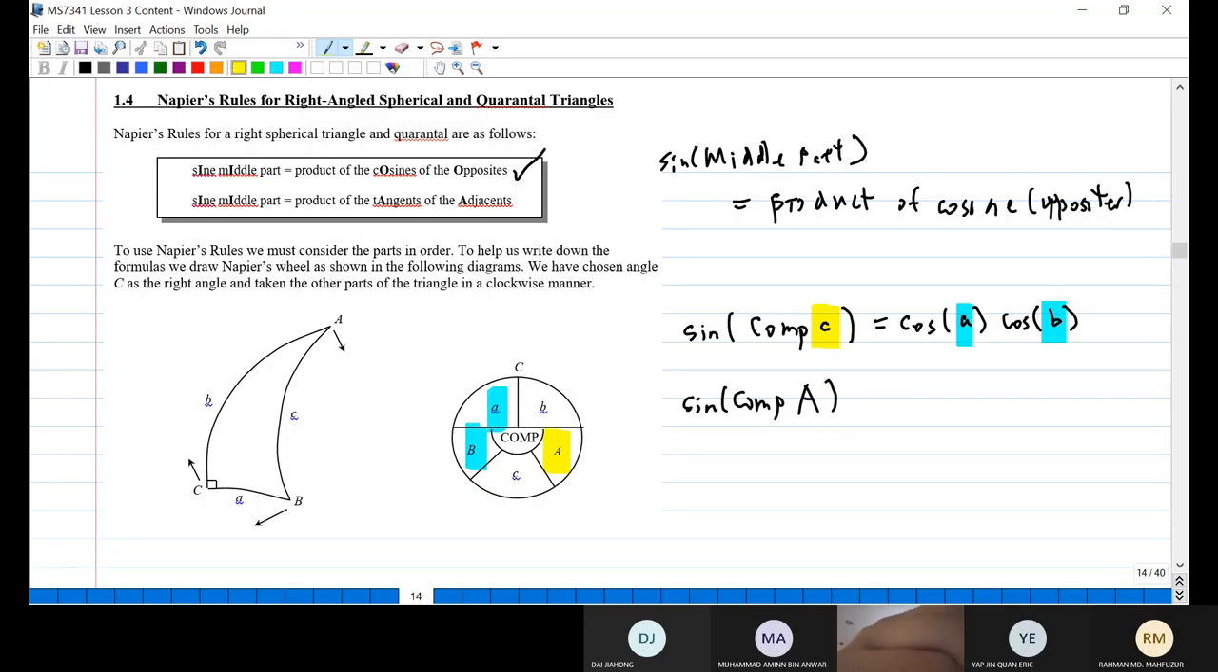Okay, COM A. A is the middle part. Angle A now. So I use yellow for it. Now it's equal to the product of cosine of opposite. So I can write down equal to cosine. A is on top, so you can still use the A here. But angle B, because angle B is below, in the lower half of the view here, you use cosine of COM angle B. So B is this one now. Because B is in the lower half of the view, you have to use a COM before.